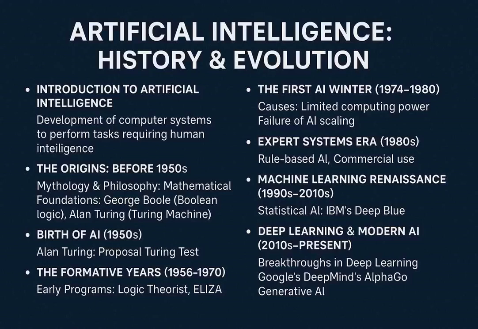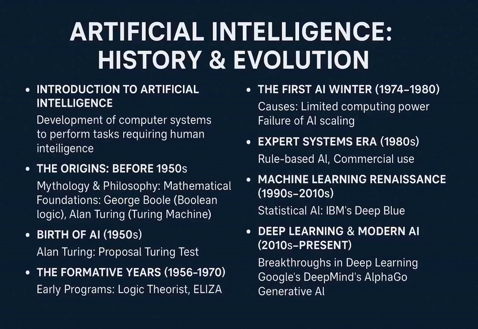6. Expert Systems Era, 1980s. Rule-based AI. Rise of expert systems like Mycin, for medical diagnosis. Used if-then rules to simulate decision-making. Commercial use. AI was used in business applications like decision support. Downfall. High cost of maintenance. Led to the second AI winter, late 1980s, early 1990s.